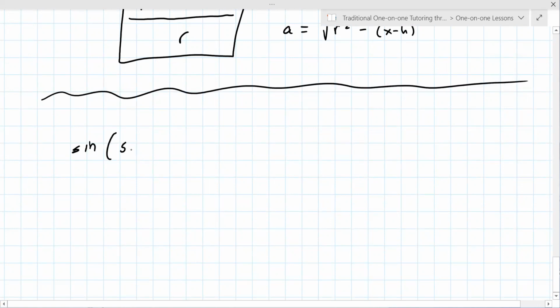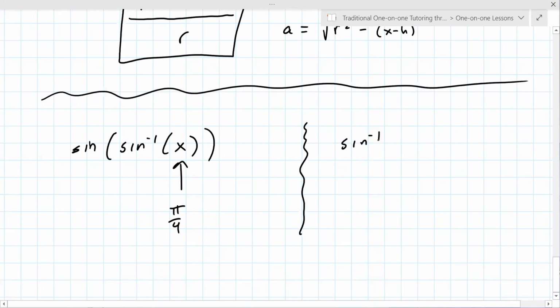As kind of a related thing, you will occasionally see stuff like this on an exam, like sine inverse of something like pi over 4, or the related problem, the arc sine of the sine of something, and again it won't be x, it'll be like square root of 2 over 2, and this might be like 3 pi over 4.